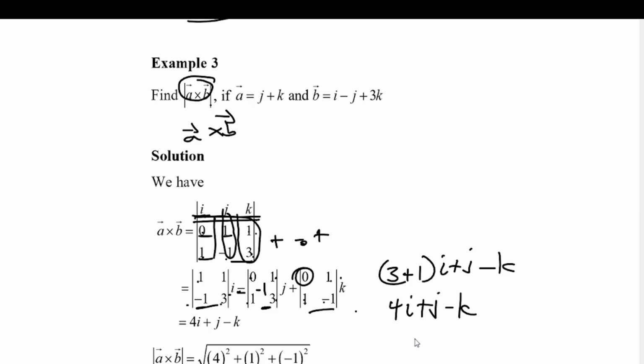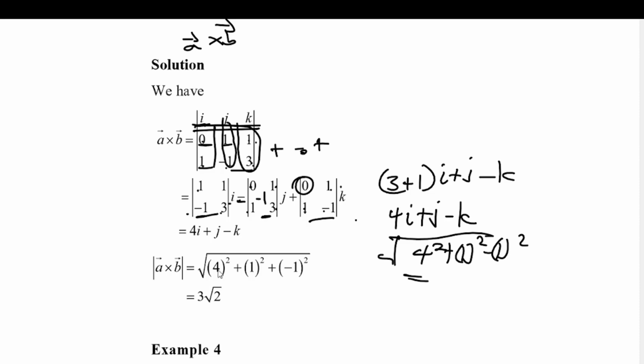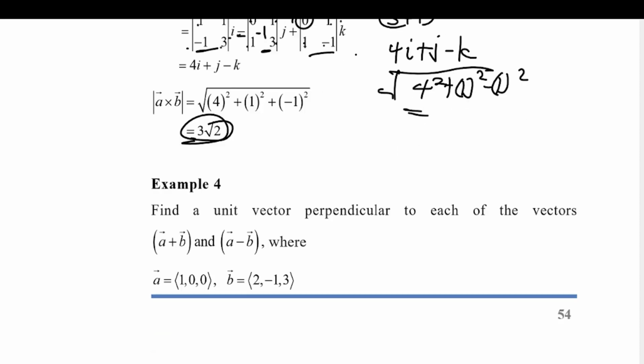Now, the next thing is to find the magnitude. So square root of 4 squared plus 1 squared plus negative 1 squared. And that gives us root 3 root 2 as our final result.